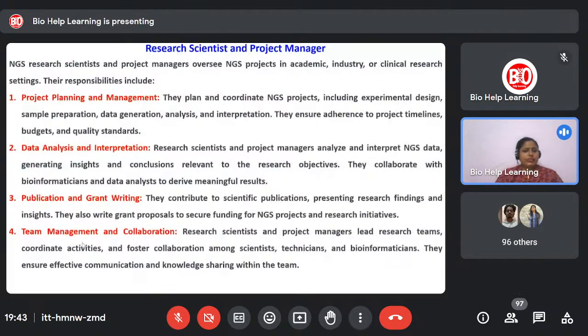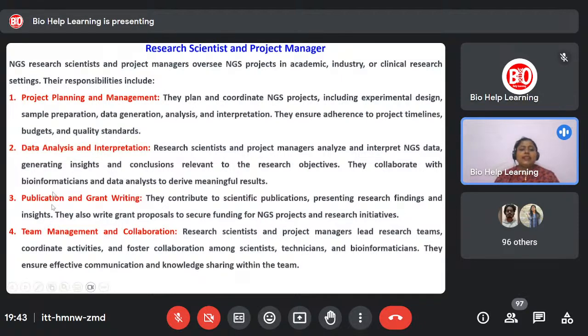Research scientist and project manager. In the same way, they are planning their project and management. They are designing their own experiments, sample preparation, data integration, analysis and interpretation, and deciding their timelines, budgets, and quality standards. After that comes data analysis and interpretation. Actually, you analyze the data, but the master conclusion is done by your head or your superior. So that is done by a scientist or any project manager.